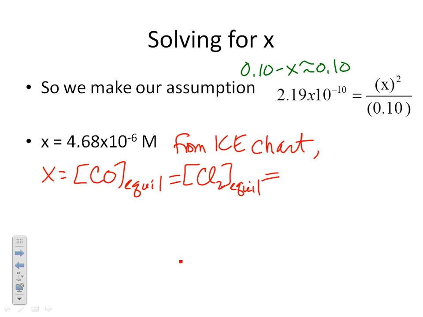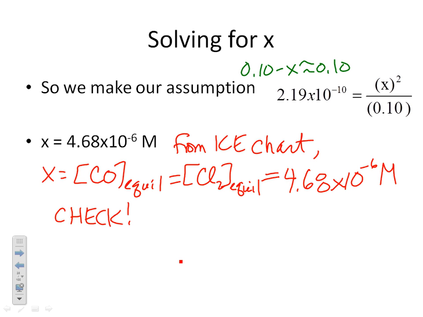X is 4.68 times 10 to the minus 6. X is also these concentrations. Great. What are the concentrations of CO and Cl2? 4.68 times 10 to the minus 6 molar. But you made that assumption. You've got to make sure that that assumption was okay. You have to do your check.